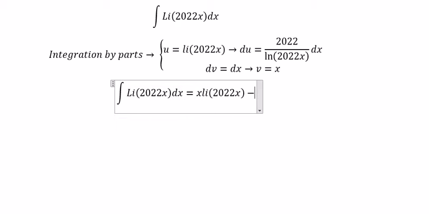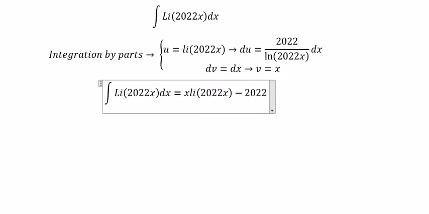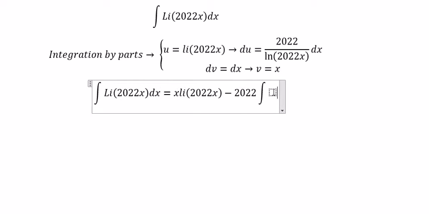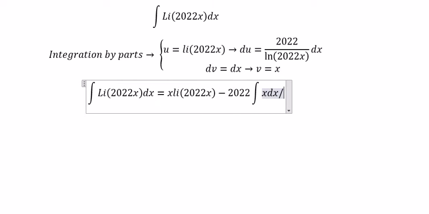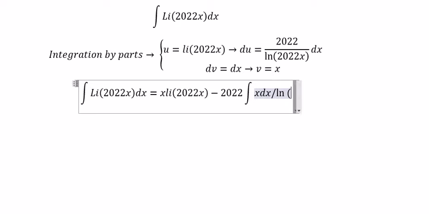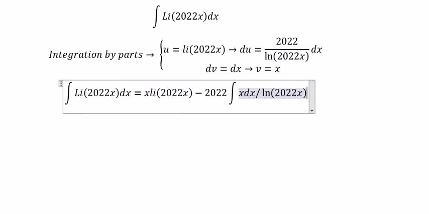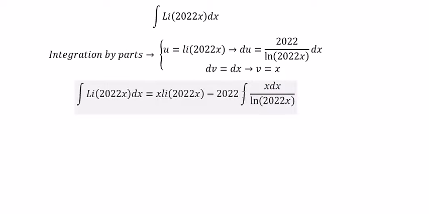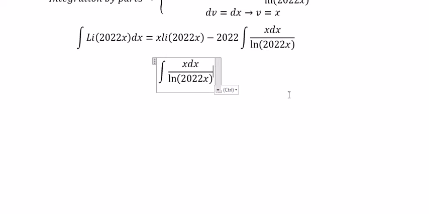and we have the negative 2022, the integral of s ds over ln 2022 s. Now we need to concentrate on this one. We can use integration by substitution.